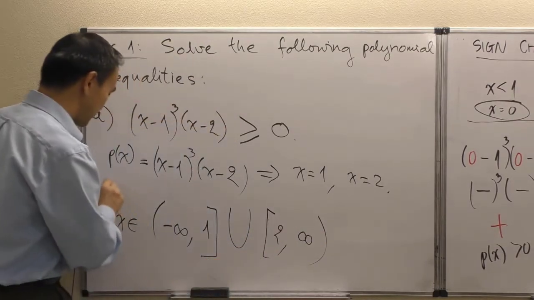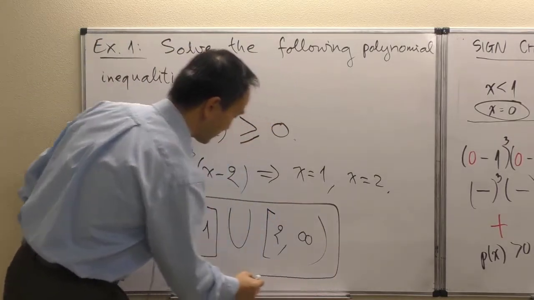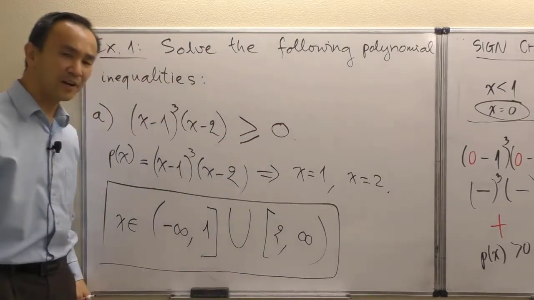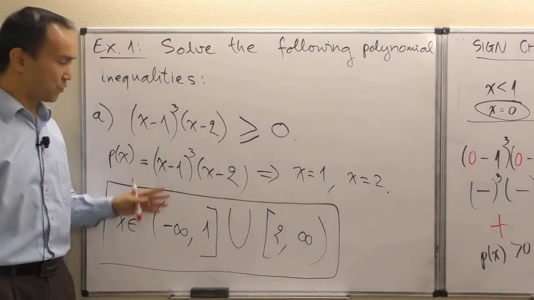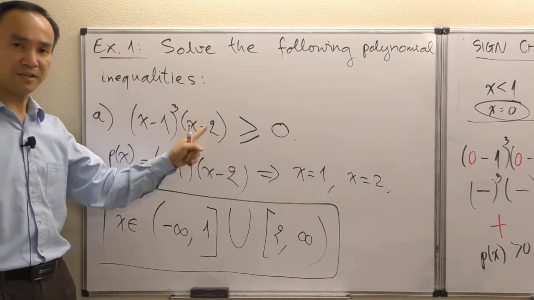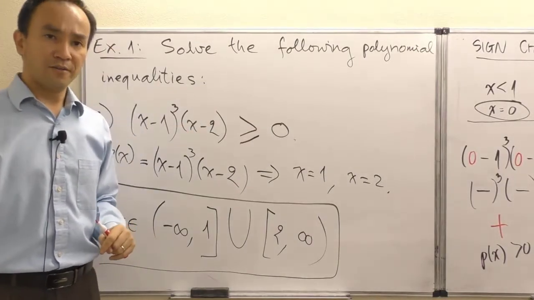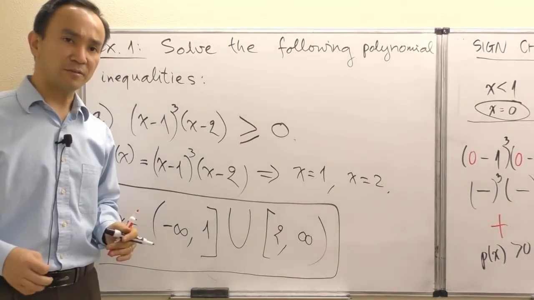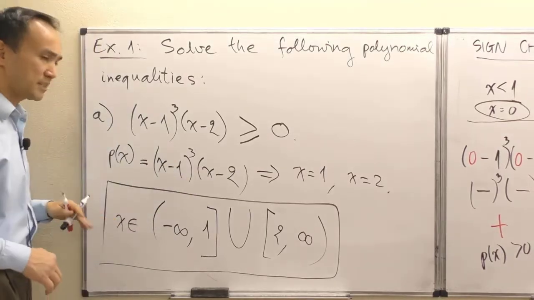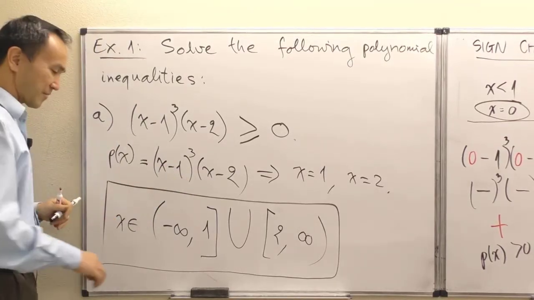Now, ladies and gentlemen, this is my final answer. I'm finding the intervals that satisfy this left-hand side inequality greater than or equal to 0. So that's how we solve a problem like that. Let's go ahead and solve another one.